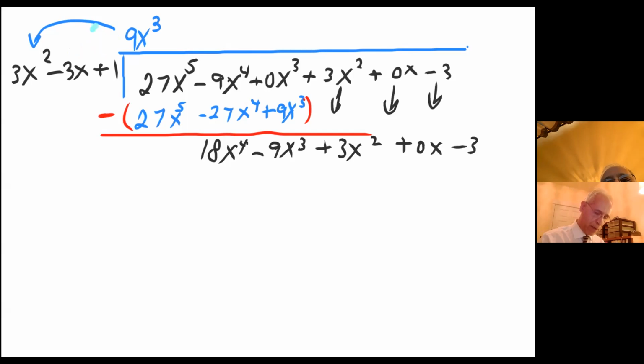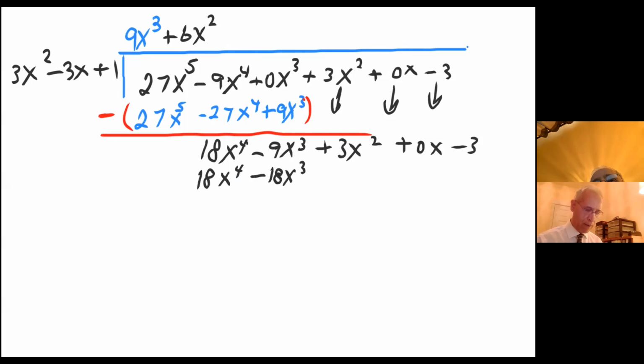Okay, now I'm going to continue my operation up here. This time I need to get a coefficient of 18. So I'm going to put a plus 6 up here, and I need x^2, because x^2 times x^2 gives me x^4. So doing my multiplication, I get 18x^4, then I get minus 18x^3, plus 6x^2.